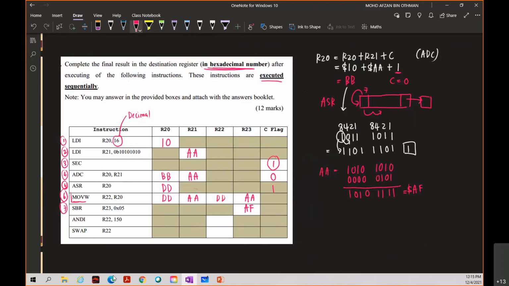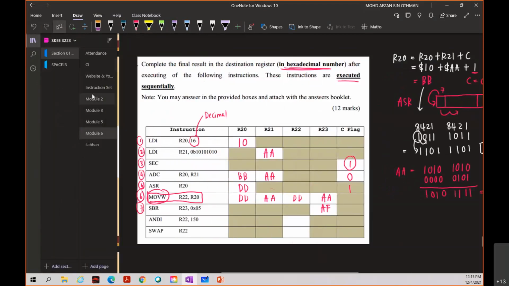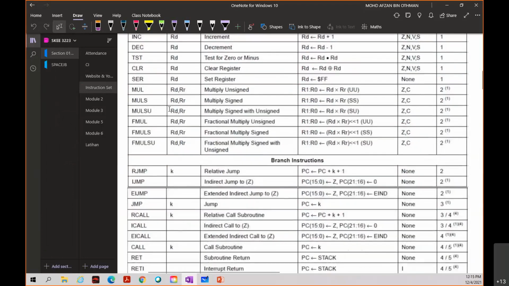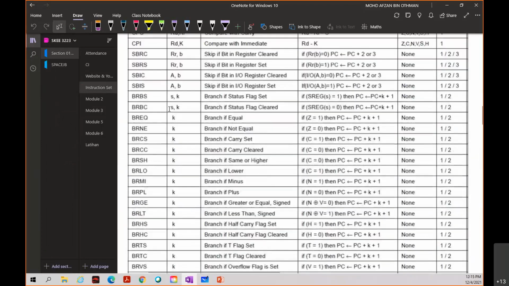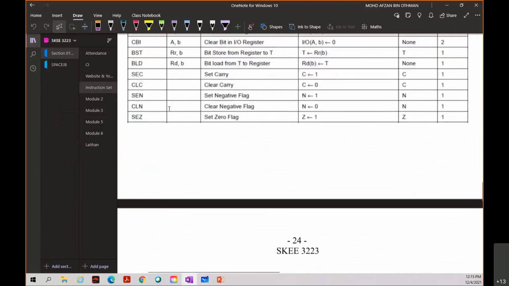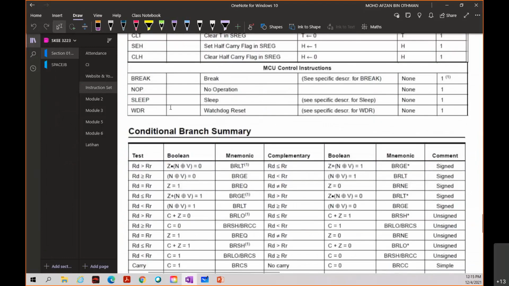Okay, so MOVW, this instruction here. If you refer back to the instruction set, I already uploaded the instruction set in your e-learning. You can download it from the e-learning. So we go to this instruction set, and then we go to the MOVW instruction. Where is my MOVW instruction? At the top.